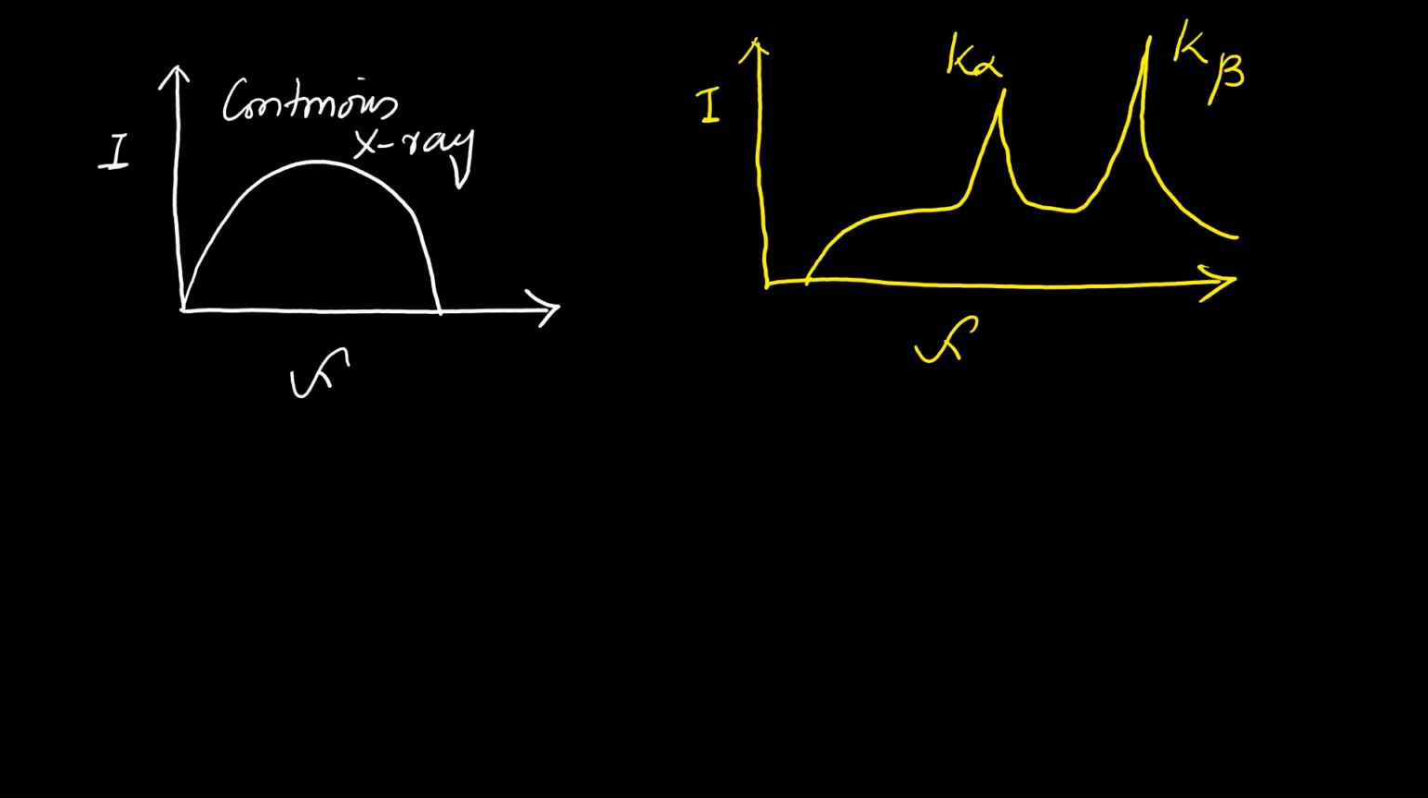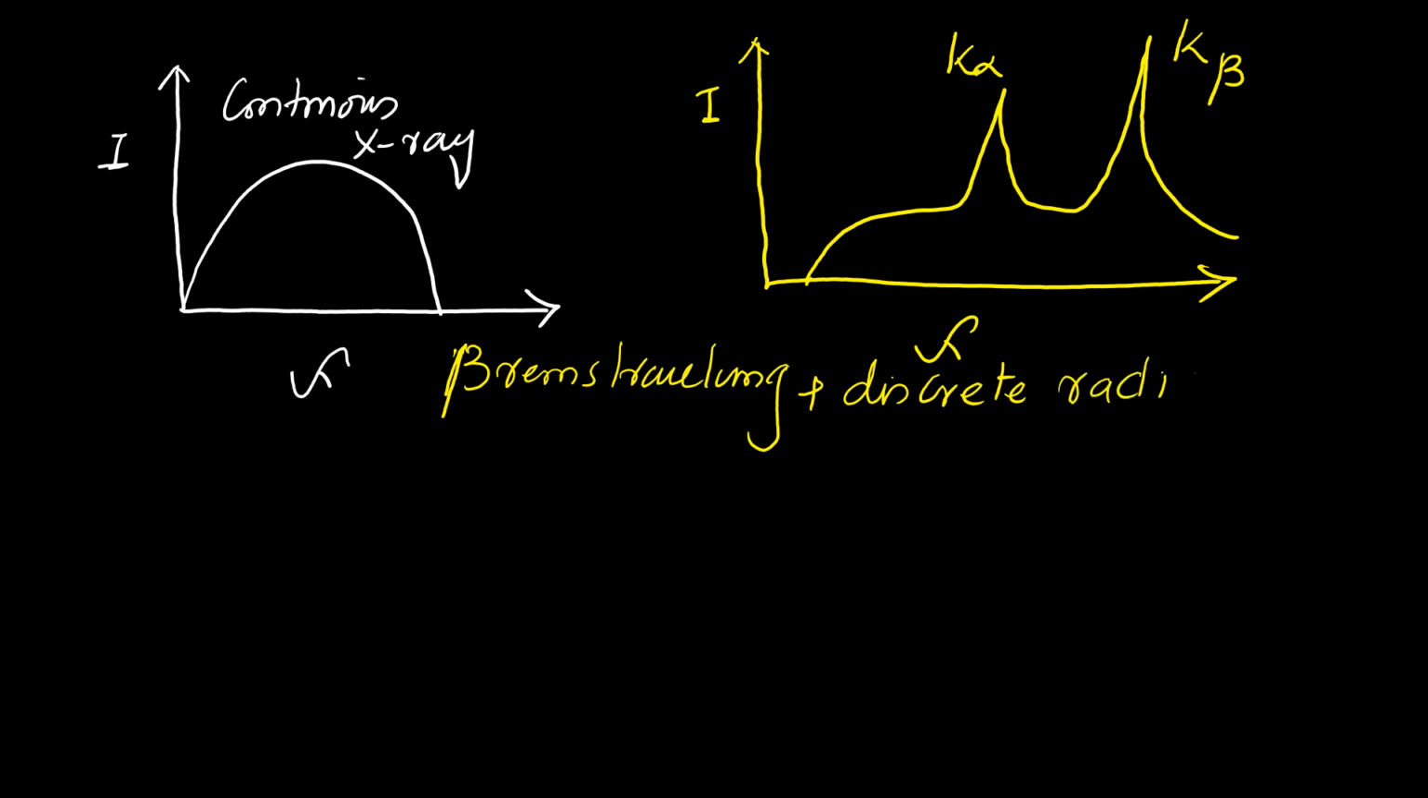So basically, the actual X-rays produced are a combination of Bremsstrahlung radiation plus discrete or characteristic X-rays. We can calculate the cut-off wavelength for the continuous X-rays.